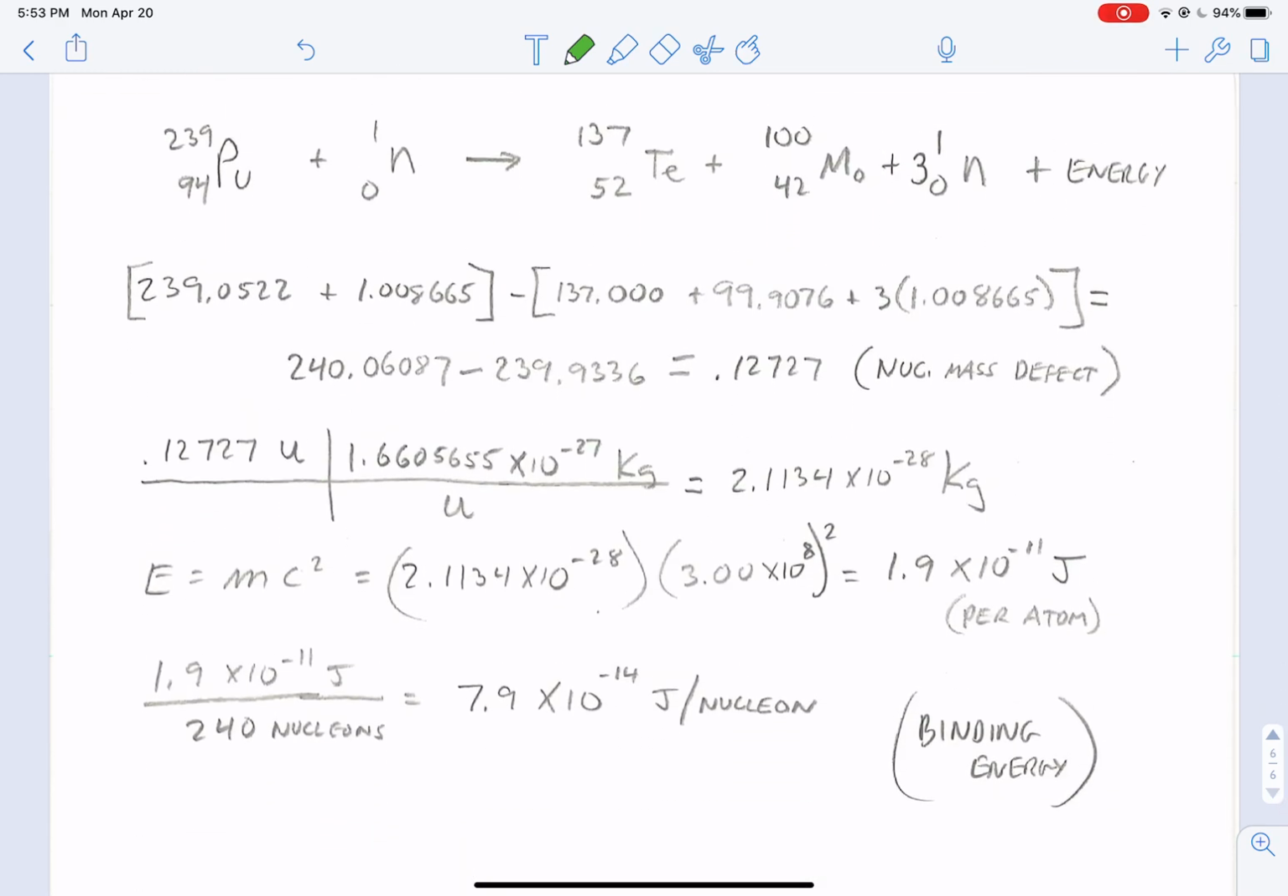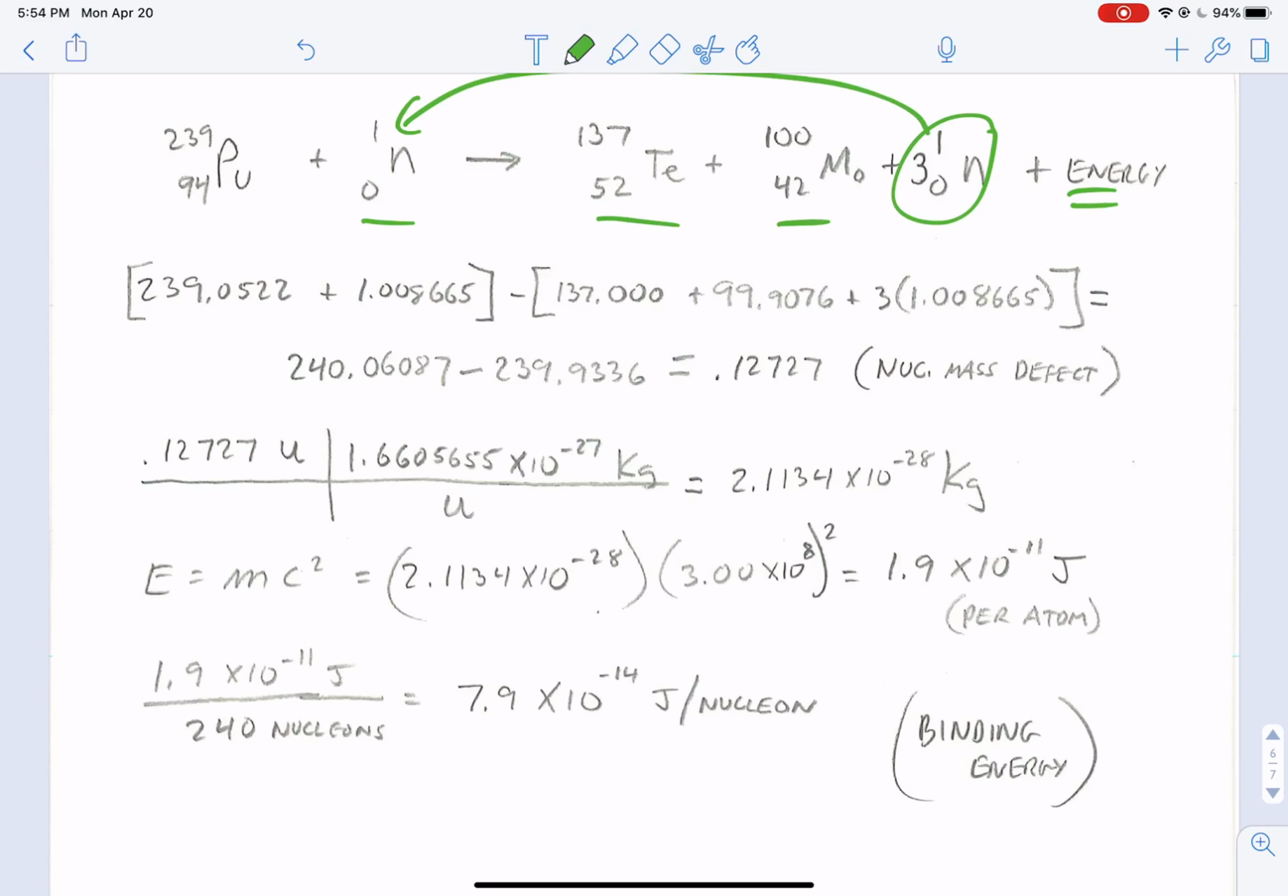And one last math problem as an example. If we were to take plutonium-239, which does not exist naturally on the planet, we have to make it in nuclear reactors, and bombard it with a neutron, we get 2 daughter products, and we get 3 neutrons, which we could use to strike 3 plutonium-239 nuclei, which would give us 9 neutrons, and very rapidly you would get a lot of energy being produced.